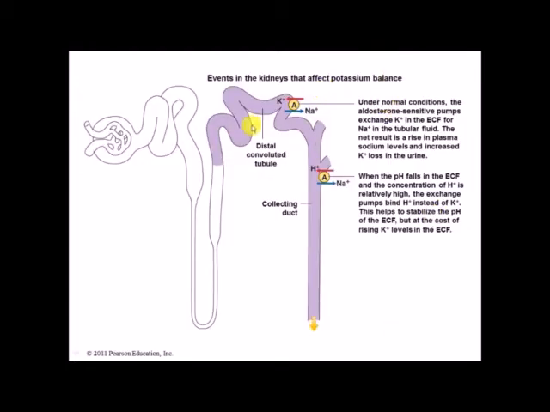And then again, this is normal. Normally you have the sodium-potassium pump that's exchanging the sodium and the potassium. When you have increased hydrogen ions, the hydrogen ions are going to be exchanged for the sodium instead of the potassium. So you're going to end up with rising potassium levels in the extracellular fluid because of that, because it is not released like it normally is.